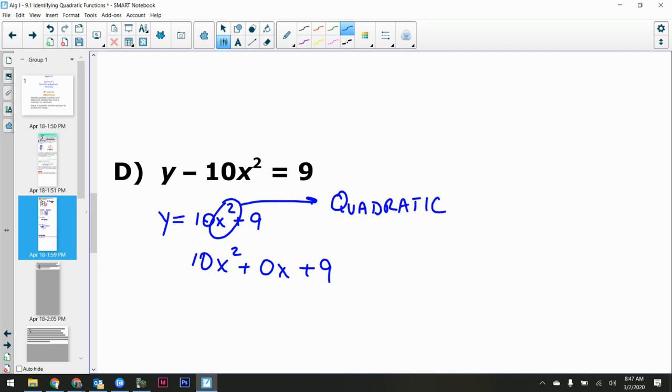What if something's got an x to the third in it? Would it be quadratic anymore? No, it would bump up to cubic, right?